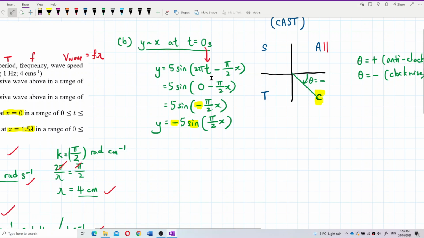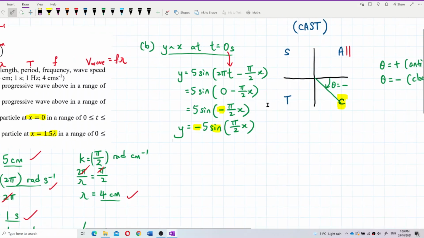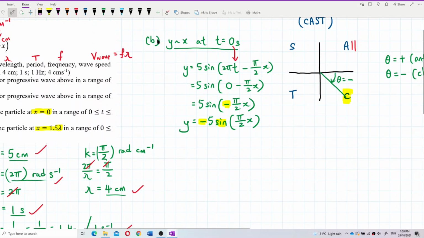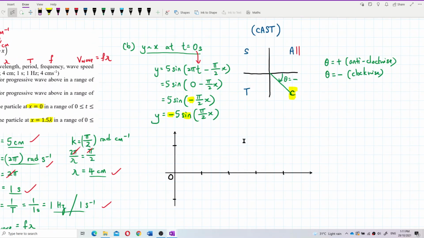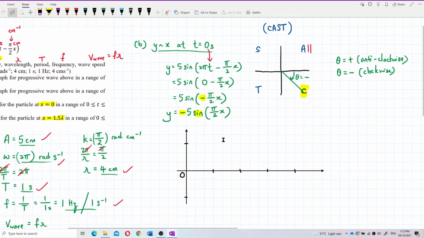Let us draw it. Okay? So we need to draw a graph. Now let's continue. Okay, so we need to draw what graph? We need to draw a y versus x graph, isn't it? We need to draw a y versus x graph.